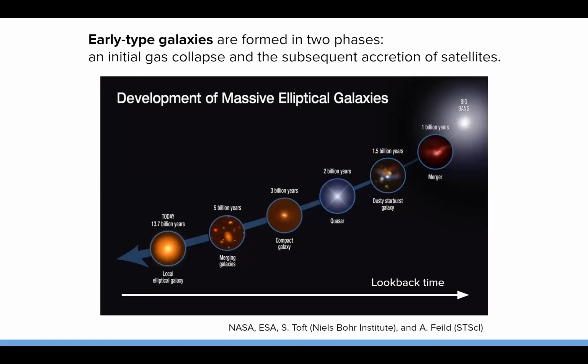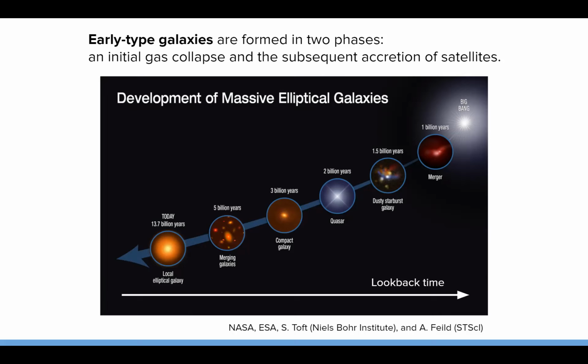So yeah, early type galaxies, as you probably know, are galaxies which are very old and have their star formation quenched for quite some time. And morphologically, they are mainly ellipticals and lenticulars. They are commonly called red and dead, which is kind of a horrible nickname because it makes them sound very boring, and they are not boring at all. So I hope I can convince you.